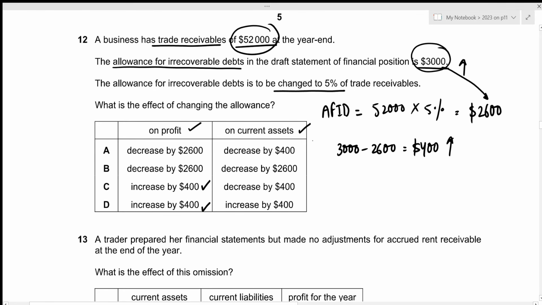And on our current assets, remember that the current assets is shown as trade receivables minus the allowance for irrecoverable debt, right? In this case, the allowance for irrecoverable debt has decreased, which means that this overall figure will increase because the negative amount is decreasing, right? So the total current assets will increase again by the same amount. That's the difference. So we're looking for the impact on current assets to be increased by 400, and that is given by option D. So the correct answer is D.